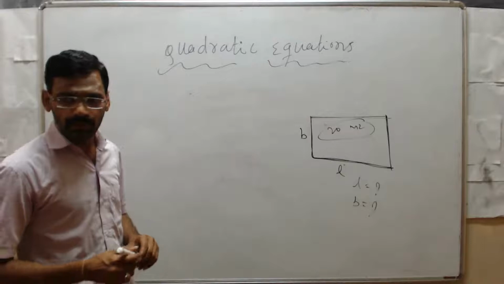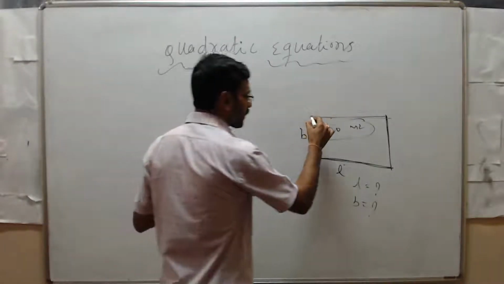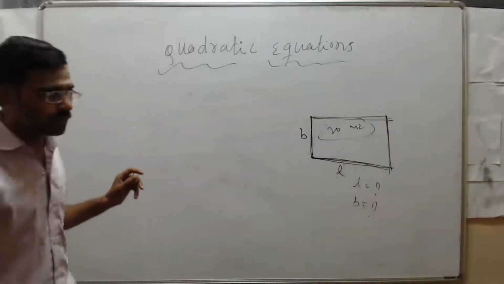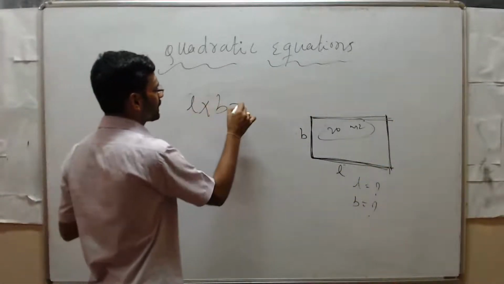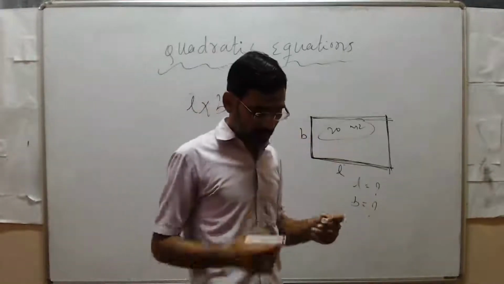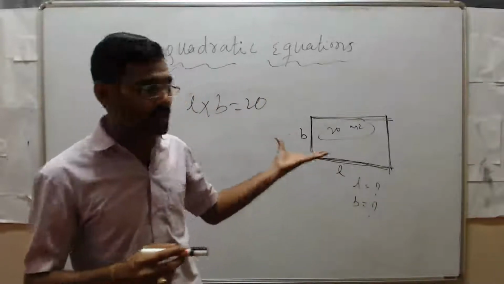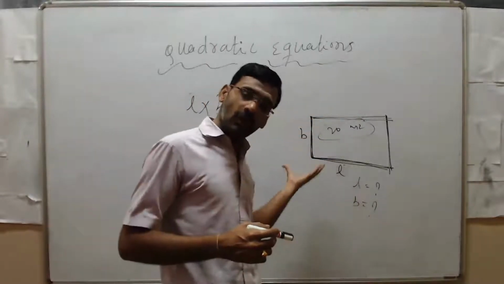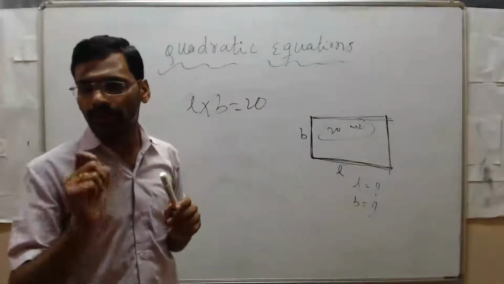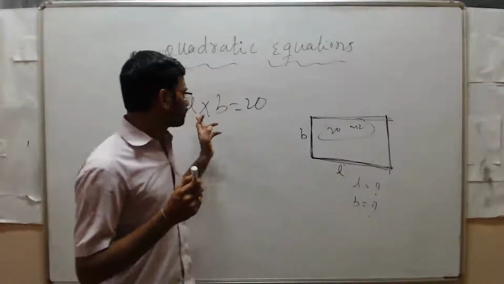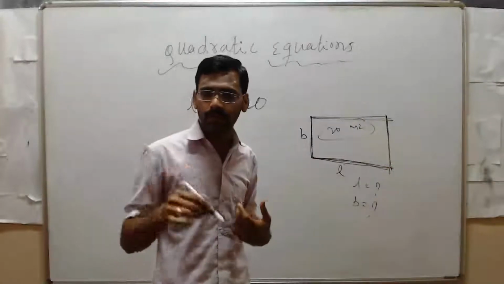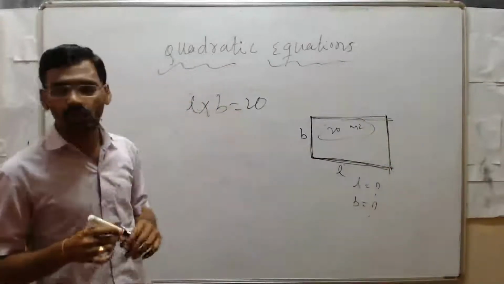Okay, area is this one. What is the area of this? Now this classroom is in the form of a rectangle. What is the formula of a rectangle to find the area? Length into breadth is equal to how much? 20 is given. Now we are going to convert the situation into the form of a quadratic equation. Then only are we able to find the value of length and breadth. Area of the rectangle: length into breadth is equal to 20.